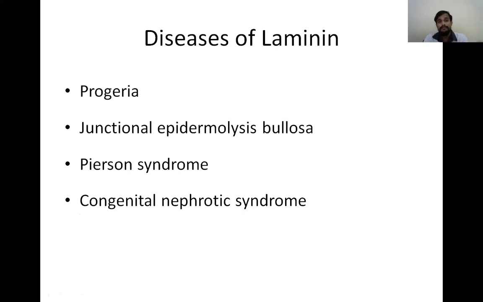Coming to diseases of laminin: progeria, junctional epidermolysis bullosa, Pearson syndrome, and congenital nephrotic syndrome. All these are diseases which occur due to defect in laminin, an adhesive protein in the extracellular matrix.